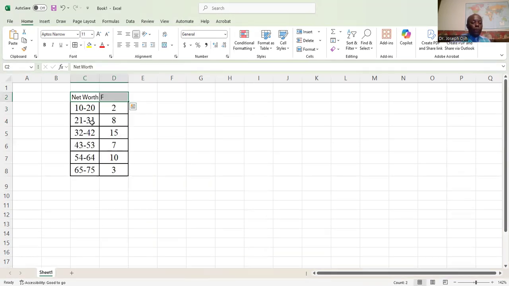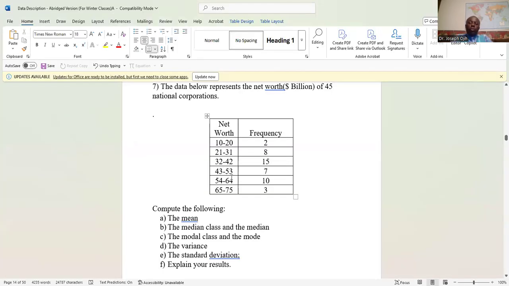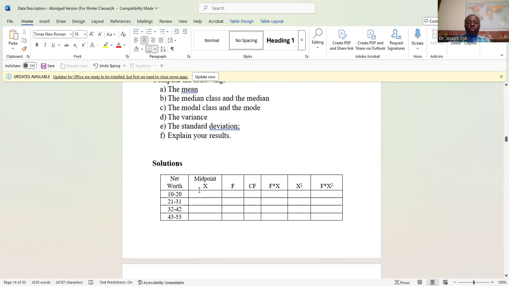The way it is here, you cannot get the midpoint. I'll come back to this in a minute. Because these are grouped, you cannot just add them and divide by the number of items to get the mean or the variance the way we did last week for ungrouped data. To get these answers, you need a new table like this one, where you get the midpoint, which becomes your X. Frequency is given. You need the cumulative frequency.